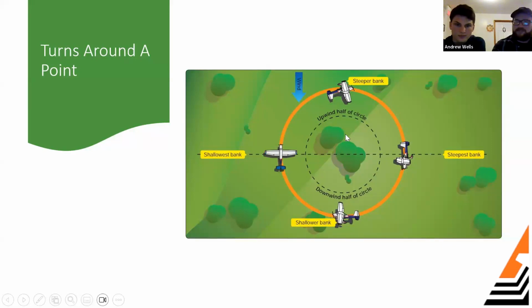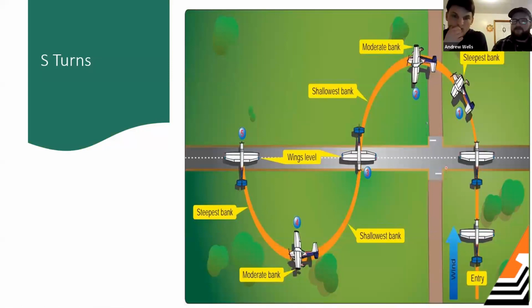And S-turns is basically the same principle. You want to start with your wings level on a road. As you enter, you want to enter on the downwind. As you begin your turn, steepest bank with the wind behind you, and just slowly start bringing that bank out to the shallowest point. And you want to try to end up wings level over the road again. And vice versa. When the wind's in front of you, start shallow, steepen it as you go until you can get wings level over the road.